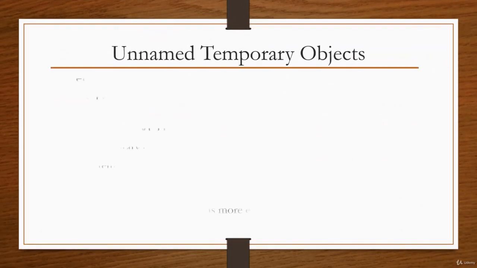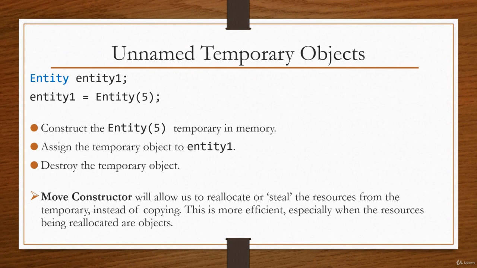Something similar is going to happen for your user-defined types. Here we have an entity as an example. This could be a struct or a class. We construct entity 1 in the first statement, and then in the second statement, we construct a temporary object by doing entity, parentheses, and specifying an argument. So in this case, let's say 5. It does exist in memory temporarily, so it does get constructed and so on, and eventually it gets destroyed again. Once constructed, we assign that to entity 1, and then following that statement, that temporary object is going to get destroyed again. So the move constructor will allow us to reallocate or steal the resources from the temporary object instead of copying those over.